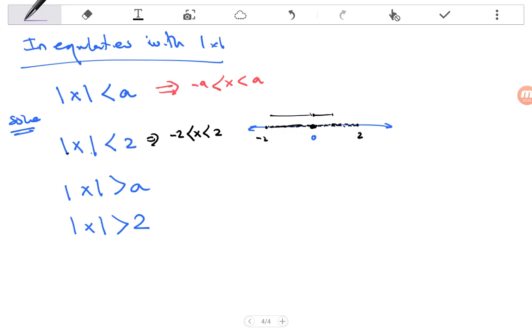Let's look on the number line. Where are the points that have a distance to the origin which is greater than 2? All these x's satisfy this inequality. Are these the only x's? Where would you find other x's? On the other side also. So what is the solution of this inequality?